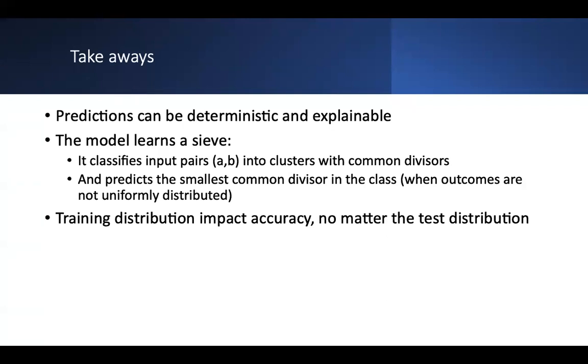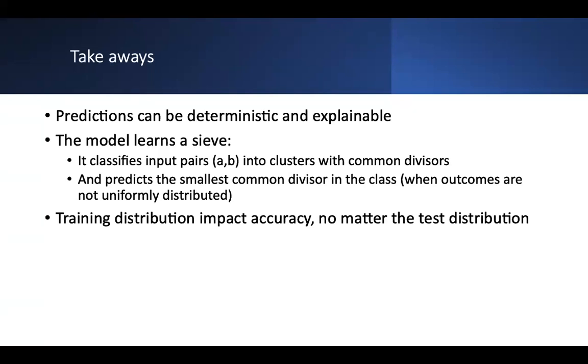Basically, it's kind of a sieving algorithm, so it's primed, if you like, on the divisors of the base, and then it learns the primes in order and all the multiples of those primes. It classifies input pairs into clusters with common divisors and predicts the smallest common divisor that is prime. Eventually, it will learn the GCD. It's a correct algorithm. If you go high enough, the GCD will be learned for all values. But it's interesting that it has nothing to do with Euclid's, which is the algorithm we would recommend.